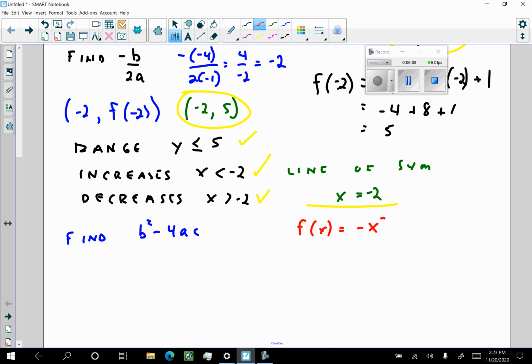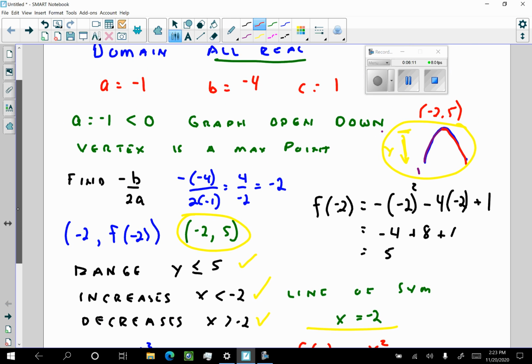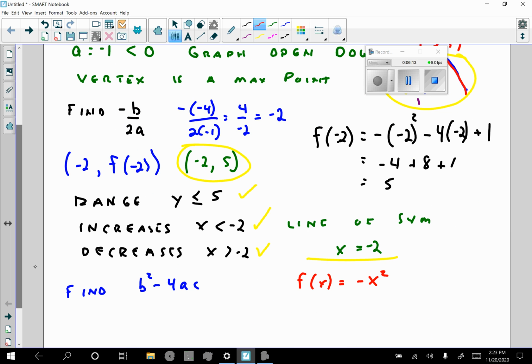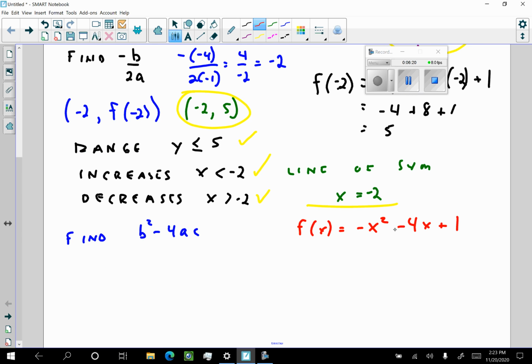Functions was -x squared. Let's copy it down here. -4x plus 1. So the discriminant is going to be -4 squared minus 4 times a, which is -1, times c, which is 1. Okay, so a is -1. We already decided that. A is -1, B is -4, and C is equal to 1. Sorry about the penmanship there.